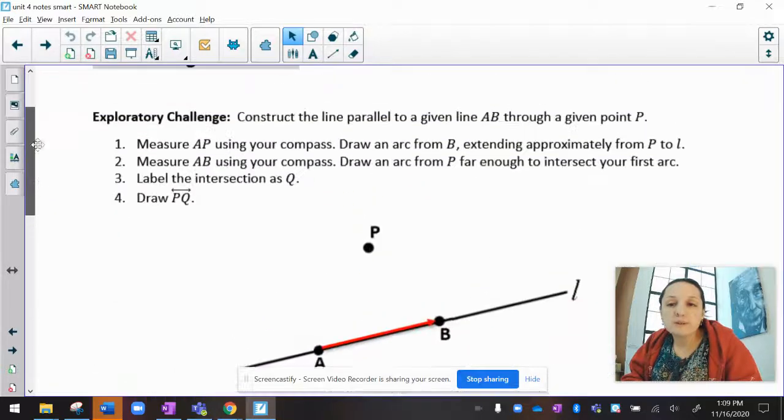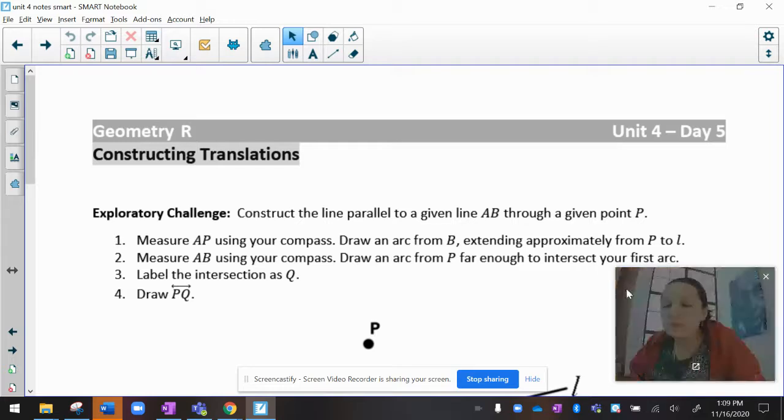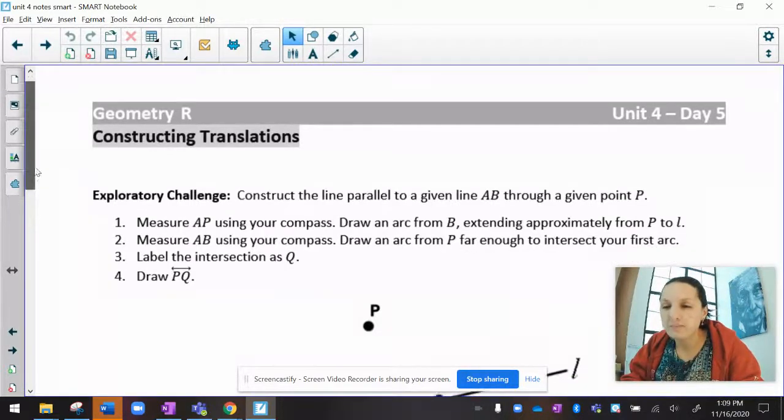Hello, geometry friends. Today we're going to talk about constructing translations. And they aren't really that difficult, but you need to make sure you're paying attention because you do a lot of jumping back and forth when you do these constructions. So just be aware of that.